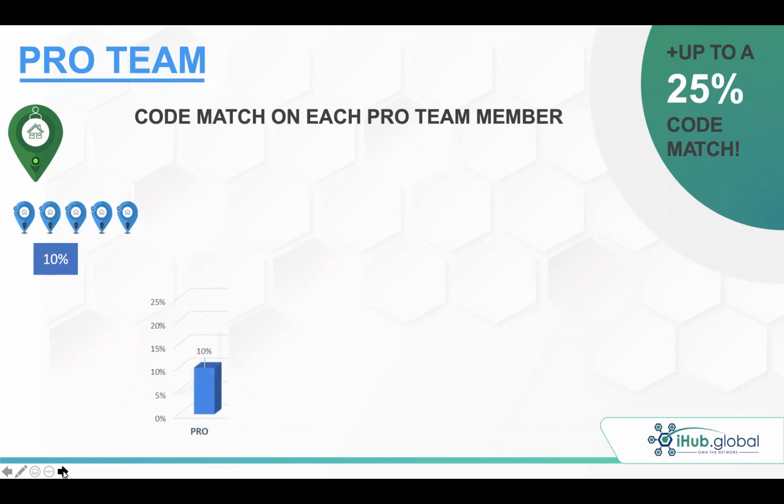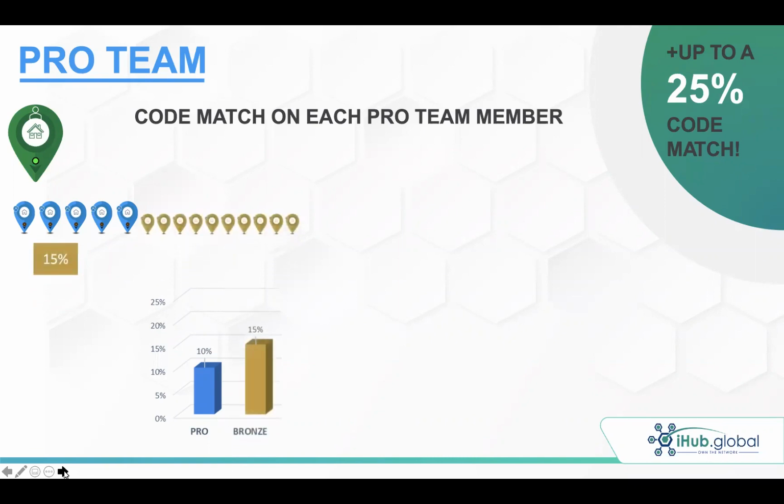And so when you're a pro, you're going to get 10% of whatever those five people do in the code. So if somebody makes 100 HNT and you're a pro, you're going to get 10%. So if Bob, Sally, Joey, Karen, and Rick are in those first five right there, you're going to get matches on all those people. Okay.